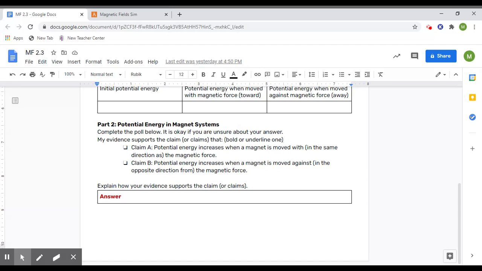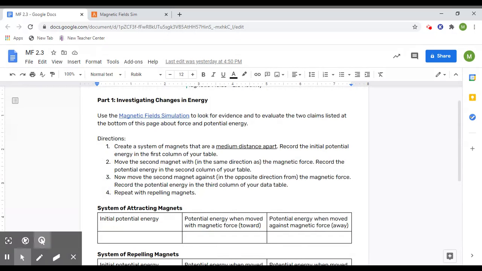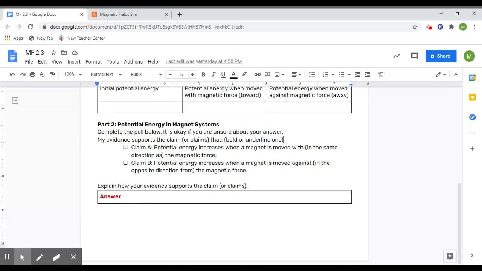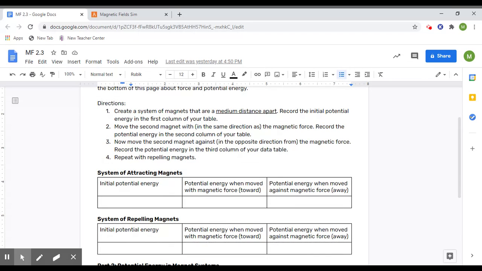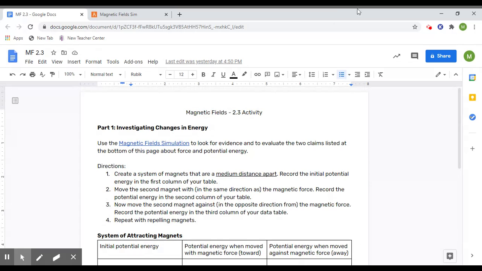Okay, so look at your data up here, choose one of these that you think to be true, and then explain your answer with evidence. So you say, I believe claim, maybe it's A or B, whichever one, to be true. Claim A or B says, and write what it says. And then you say, a piece of evidence that supports this is, and then you can take a look at your data and support your claim with evidence. And that's it for today.